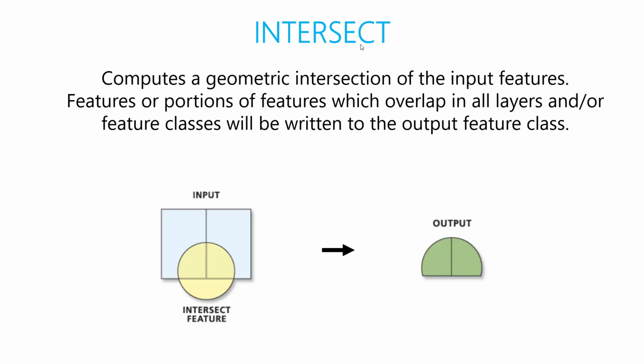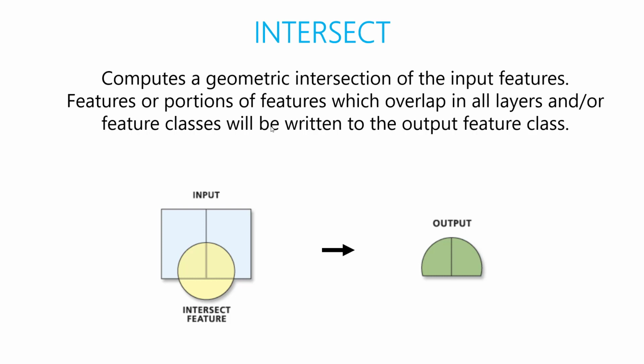Now we will see our third geoprocessing tool. This is called Intersect. Intersect basically computes a geometric intersection of the input features. Features or portions of features which overlap in all layers and feature classes will be written to the output feature class. Here we can see this is the input, and the circle indicates the intersect features, and the output is the half circle, and the outer part of the circle is not shown.